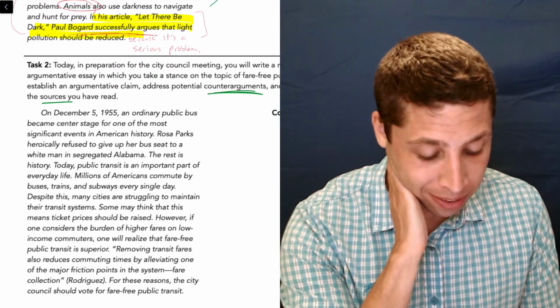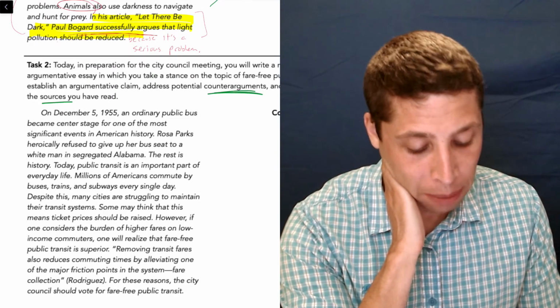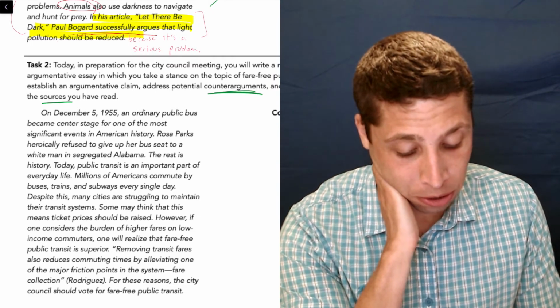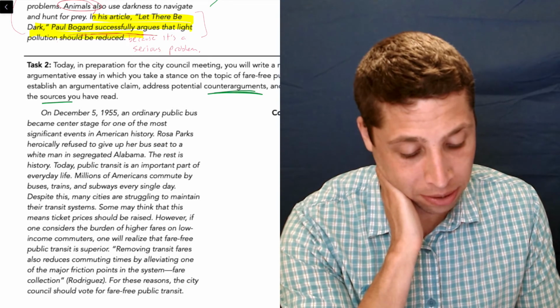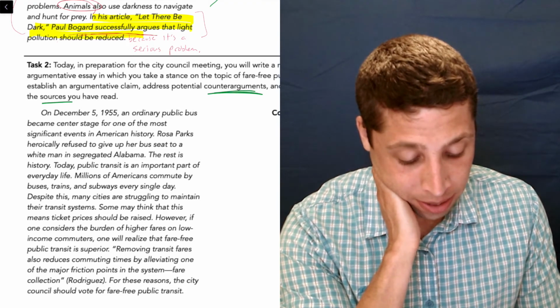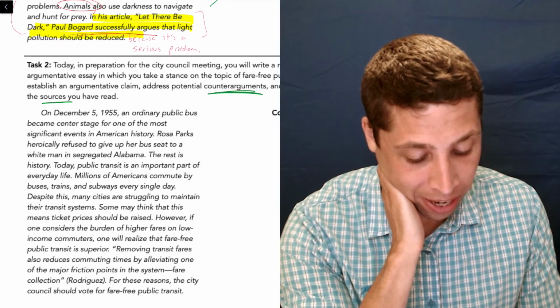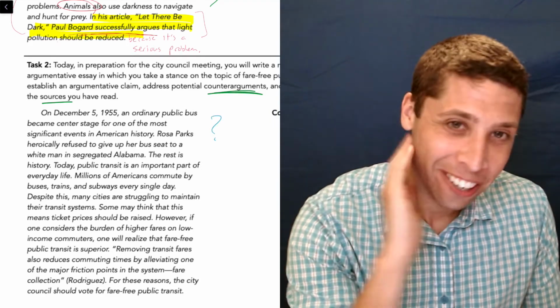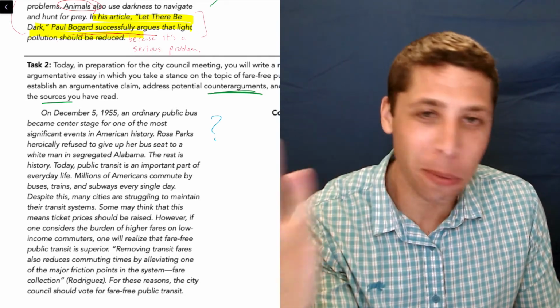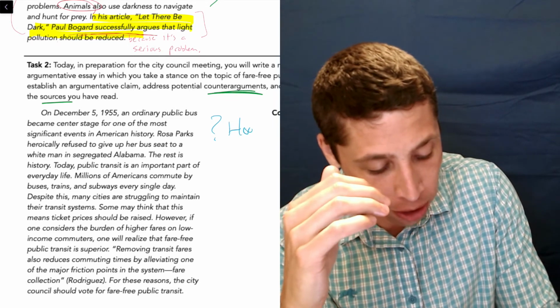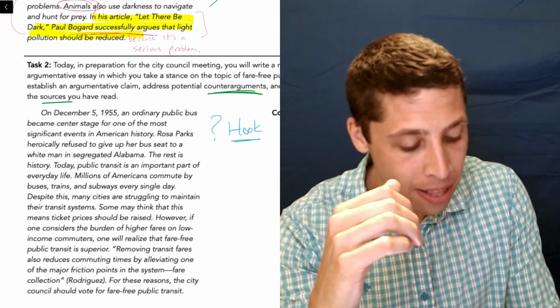On December 5th, 1955, an ordinary public bus became center stage for one of the most significant events in American history. Rosa Parks heroically refused to give up her bus seat to a white man in segregated Alabama. The rest is history. Today, public transit is an important part of everyday life. What? What? Why are we talking about Rosa Parks? What does it do with anything? Nothing. This is a hook gone wrong, right? That's what has happened here.